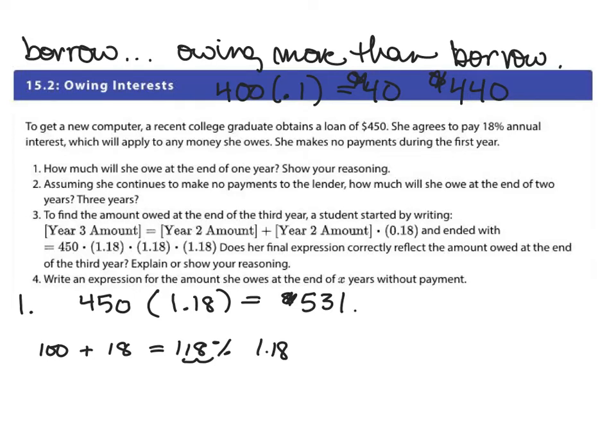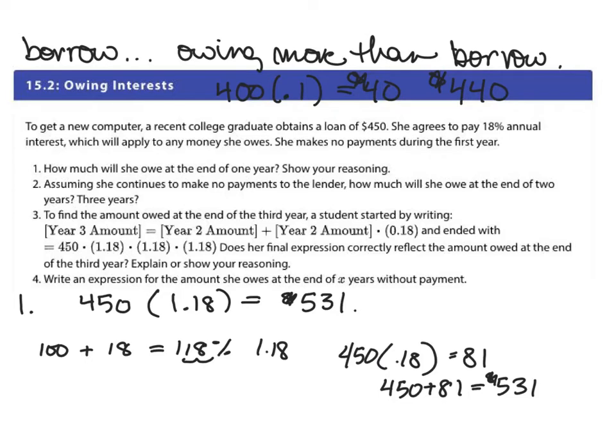Make sure when you get your answer, you think about it. Like if your answer was less than $450, you may have done something wrong. Now you could always do $450 times 0.18, and that would give you $81. And then you'd have to take $450 plus 81 to get 531. It's just an extra step, which is sort of unnecessary if you know how the math works.